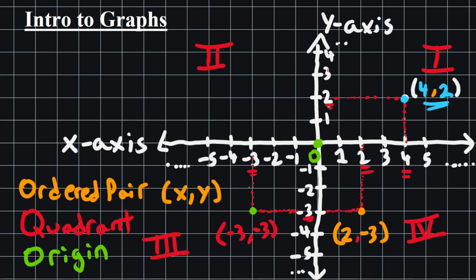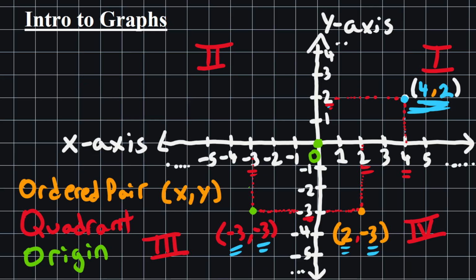Perfect. And you might notice something. Going back to quadrant 1, this point right here, the blue, both the x and y are positive. In quadrant 4, the x is positive and the y is negative. In quadrant 3, both the x and y are negative.